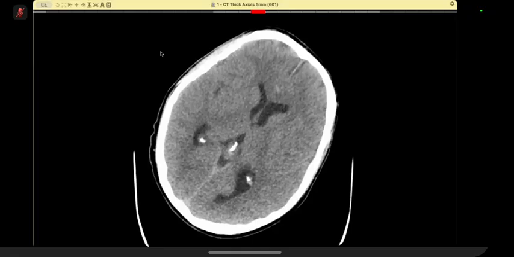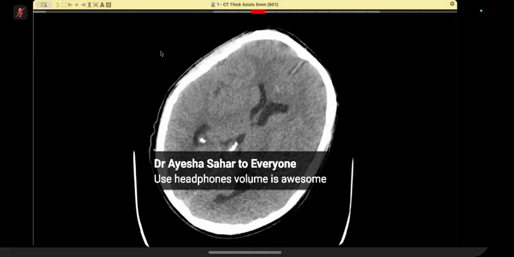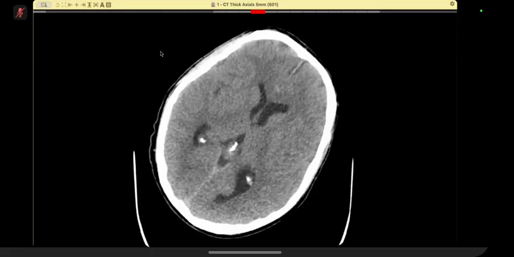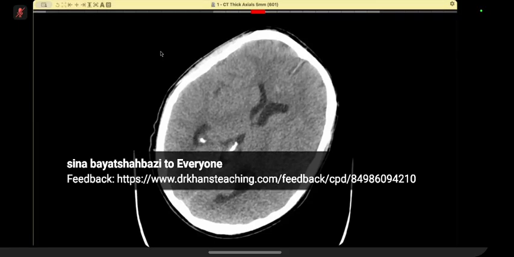Next case is a 52-year-old male with acute symptoms. They are worried about the left side. They say acute otitis media. Over to you.